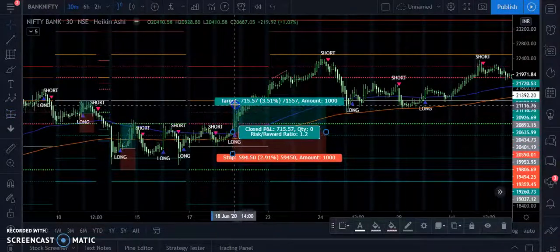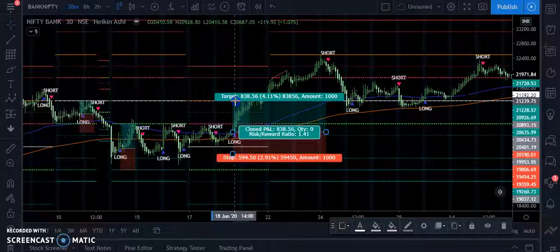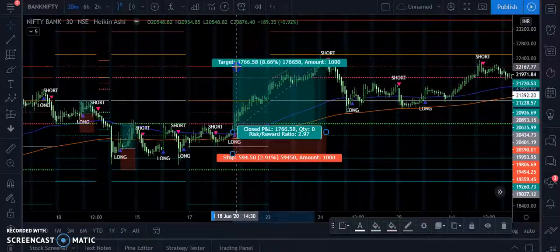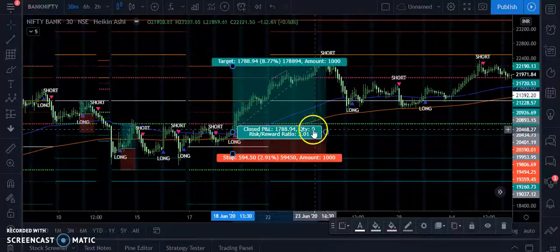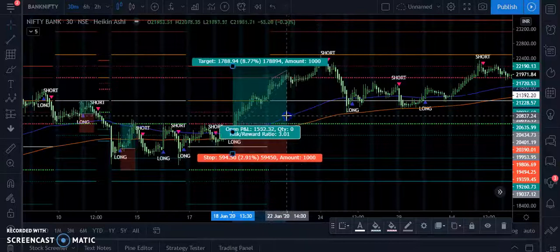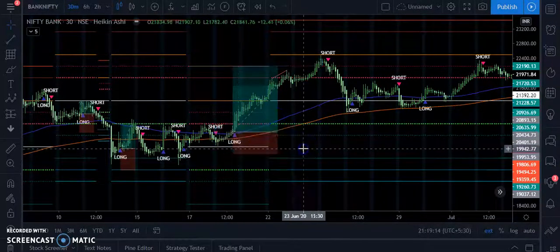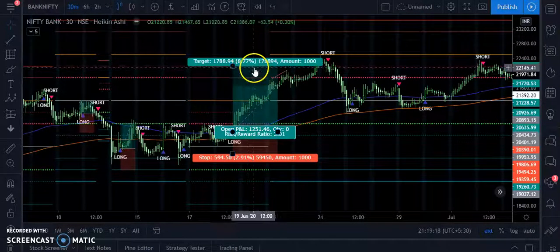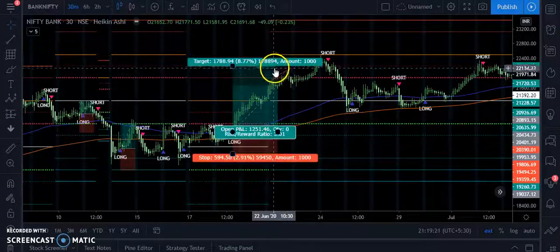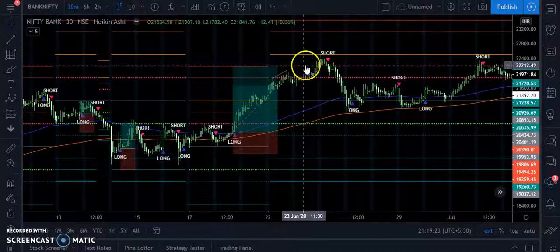Till where? This orange line can be your take profit one. This red line can be your take profit two. So you would have made 8.77% here, but with leverage and margin trading, you would have made more also. Look what happened. Price hit this region.